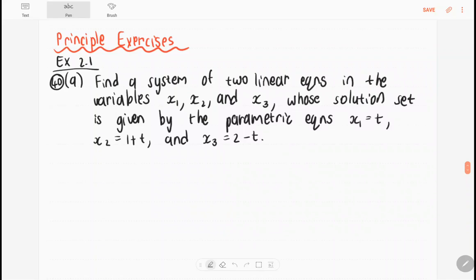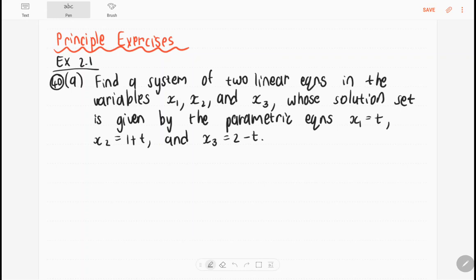Next, we are looking at exercises similar to the principal exercises. This is under section 2.1 and it's number 40a. It says: find a system of two linear equations in the variables x1, x2, and x3 whose solution set is given by the parametric equations x1 equals t, x2 equals 1 plus t, and x3 equals 2 minus t.